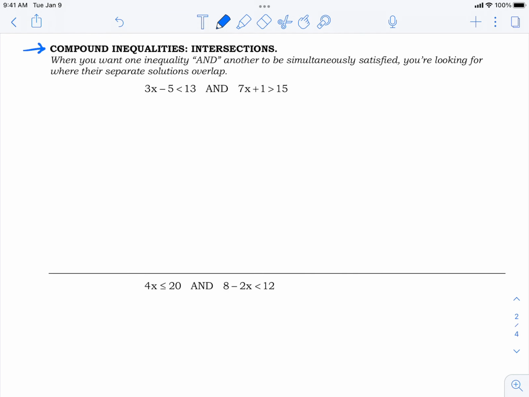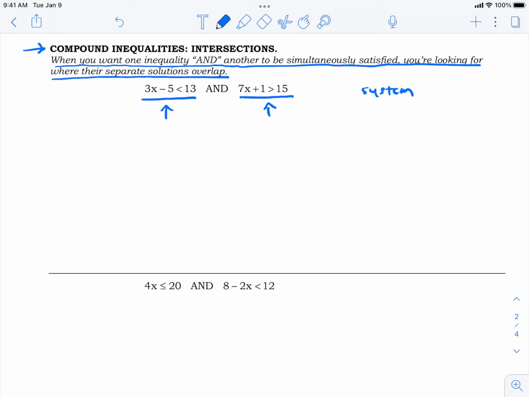So, the first type of compound inequality is an intersection. We have these two inequalities that we're considering together like a system. We want all numbers, all x's, that solve this and this simultaneously. When you want one inequality and another to be simultaneously satisfied, you're basically looking for where the solutions overlap. Kind of like if my solution was 5 and 6 and my solution was 6 and 7, the answer to both would be 6 because 6 is in both. That's what I mean by an intersection or an overlap.